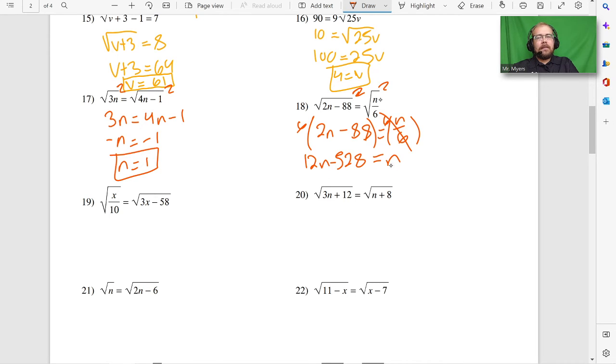How about we subtract 12n? Okay, so we subtract 12n. So that's going to be negative 11n.